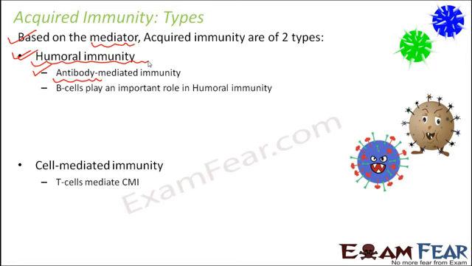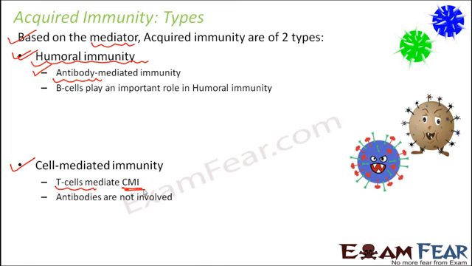The second type is cell-mediated immunity. This type of immunity is mediated by the T cells, and it is often abbreviated as CMI. As I mentioned just now, the T cells do not produce antibodies themselves, but they can recognize antigens which are present on the surface of infected cells. They can stimulate the B cells to produce antibodies. They can also stimulate other neighboring T cells. So this type of immunity is called cell-mediated immunity.